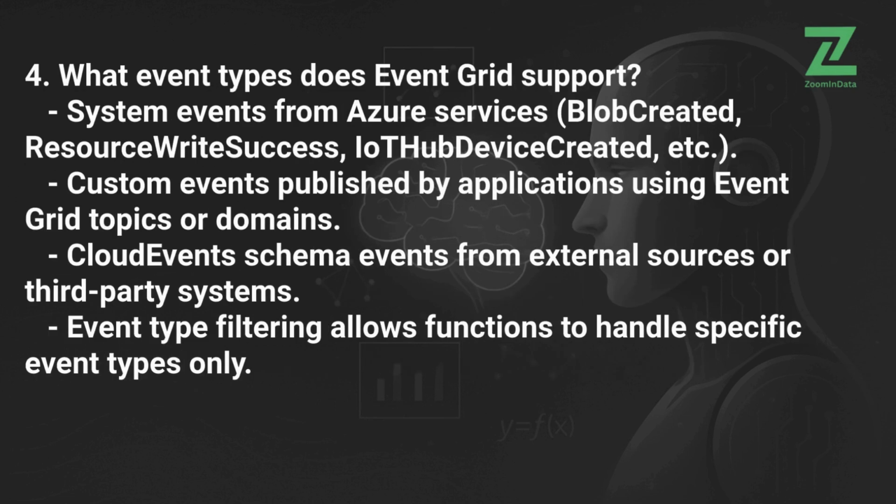4. What event types does Event Grid support? System events from Azure services, blob created, resource write success, IoT Hub device created, etc. Custom events published by applications using Event Grid topics or domains. Cloud events, schema events from external sources or third-party systems. Event type filtering allows functions to handle specific event types only.